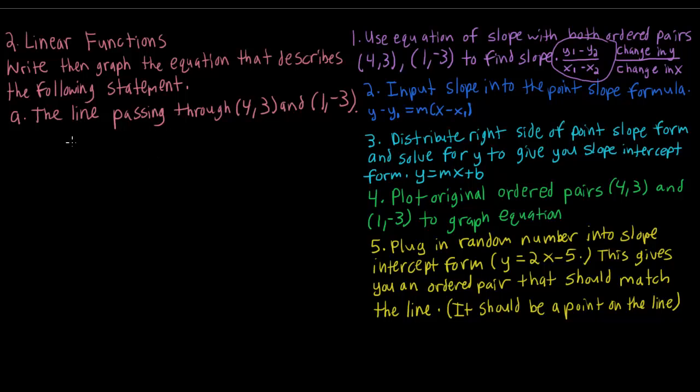So we start by taking our two ordered pairs. We have (4, 3) and (1, -3). And we assign them a y1, y2, x1, and x2 value. The way I like to do it is I like to have my first term, which is your x term, be x1. So 4 is x1, and then 3 is y1, and then 1 is going to be x2, and -3 will be y2.